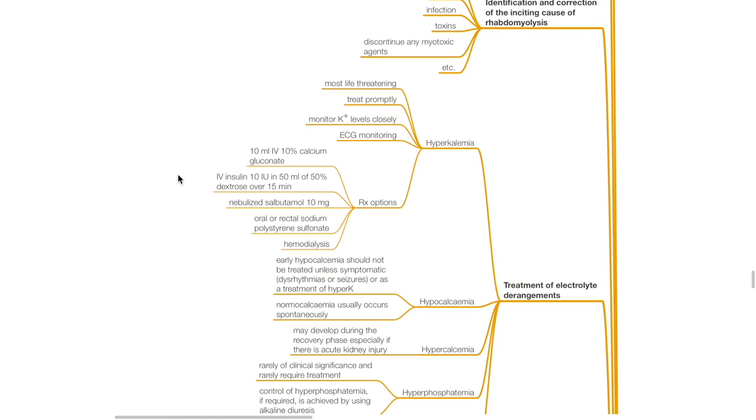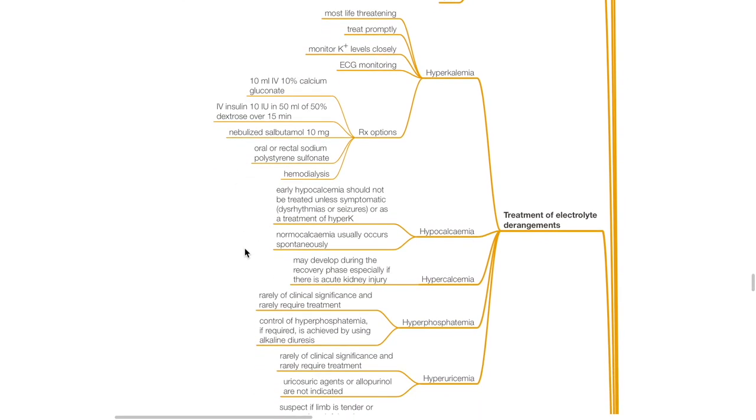Treatment options include 10 ml IV 10% calcium gluconate, IV insulin 10 international units in 50 ml of 50% dextrose over 15 minutes, nebulized salbutamol 10 mg, oral or rectal sodium polystyrene sulfonate, and hemodialysis.